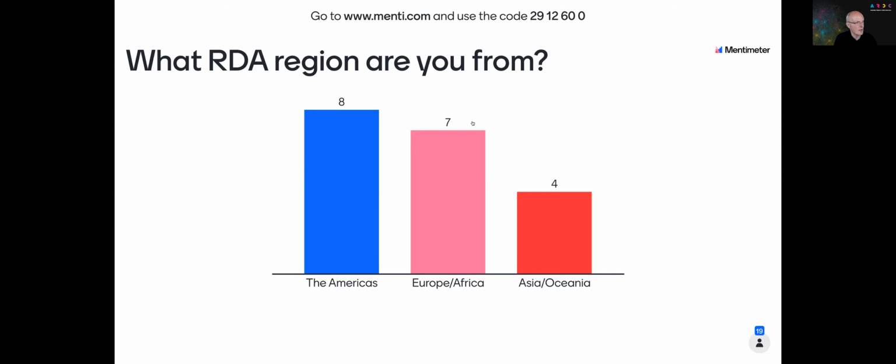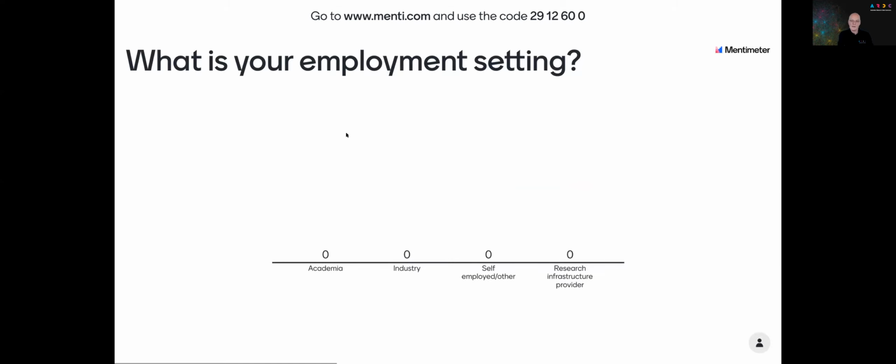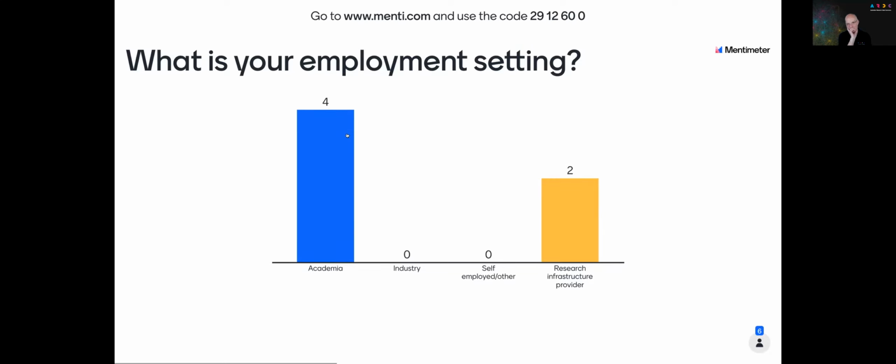Okay, so the next question. If we could get a sense of what your employment setting is. And I recognize that this might be a little bit tricky. Some of you might regard yourselves as both research infrastructure providers and academia, in which case I think I said you could tick both in this one. Okay, that's interesting. That's more of an even split than I expected. Oh, hey, Karen. Okay, that's going to be really interesting, because that's going to give us perspective both from people who are providing infrastructure and people who are using infrastructure. And of course, some of you may be both.